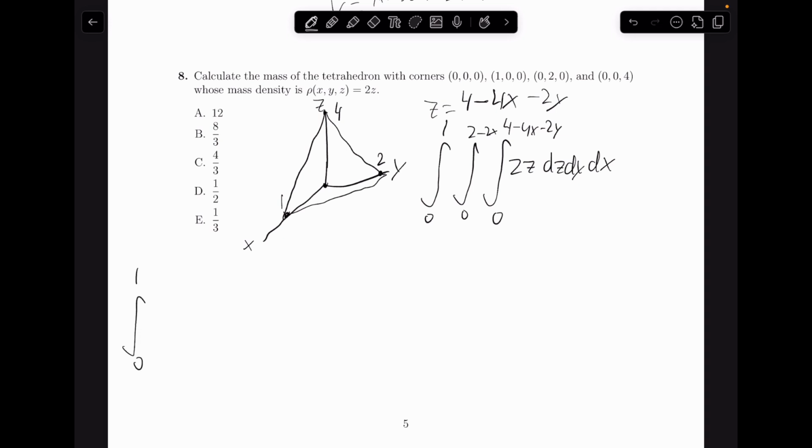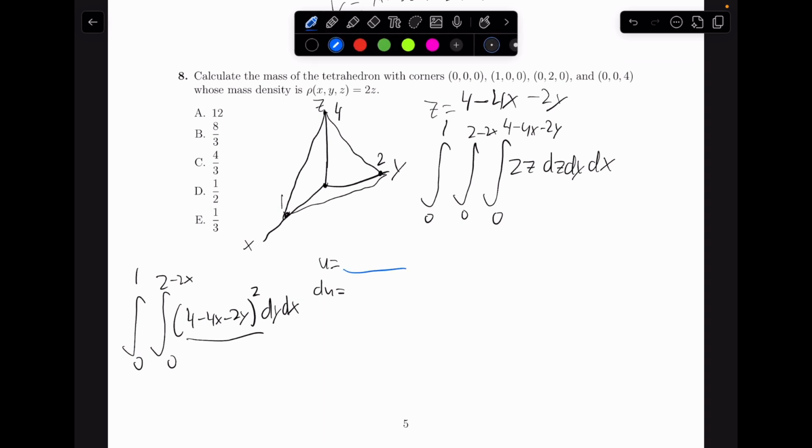Keep the outer two integrals, y from 0 to 2 minus 2x. The integral of 2z with respect to z is just z squared, so we have 4 minus 4x minus 2y, squared, dy dx, which is really annoying. I'm going to use a u-sub here, so let u be that inside. We're first integrating with respect to y, so I'm taking the partial of u.